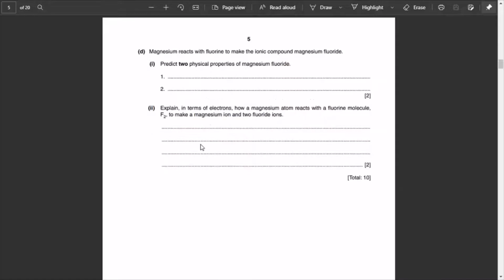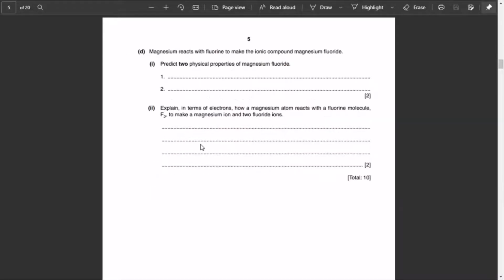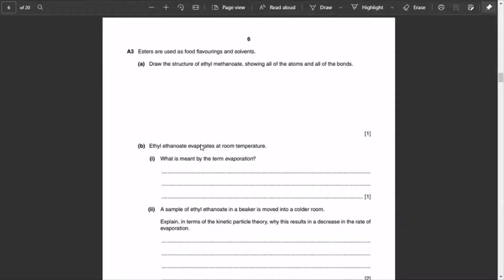I solved section A question number 1 and question number 2, and now I'm moving on to question number 3. So without any further ado, let's start solving it. Here we see esters are used as food flavorings and solvents. Draw the structure of ethyl methanoate showing all of the atoms and all of the bonds.